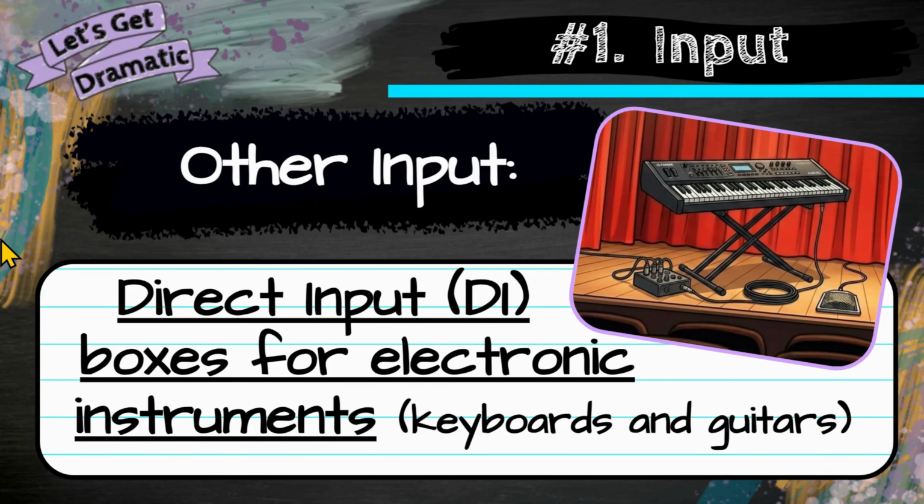So we also have direct input, DI, boxes for electronic instruments. Keyboards and guitars, other things that plug in. If it plugs in right here, we use a DI box, a direct input box.